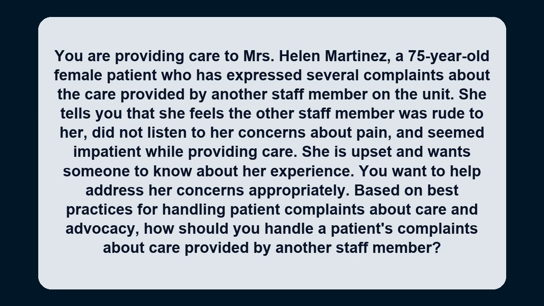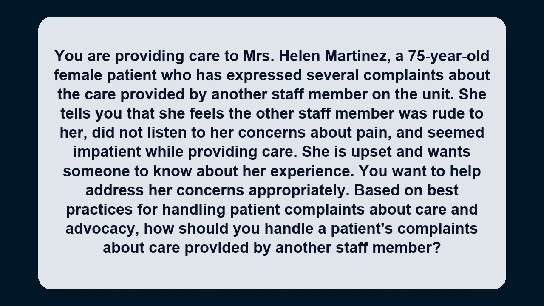Question 3. You are providing care to Mrs. Helen Martinez, a 75-year-old female patient who has expressed several complaints about the care provided by another staff member on the unit. She tells you that she feels the other staff member was rude to her, did not listen to her concerns about pain, and seemed impatient while providing care. She is upset and wants someone to know about her experience. You want to help address her concerns appropriately.